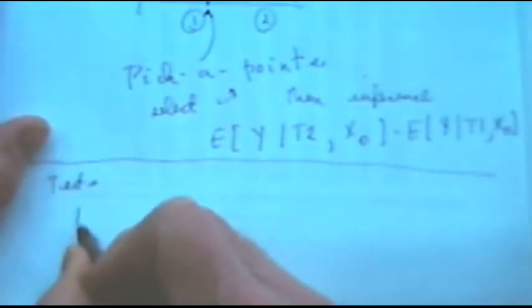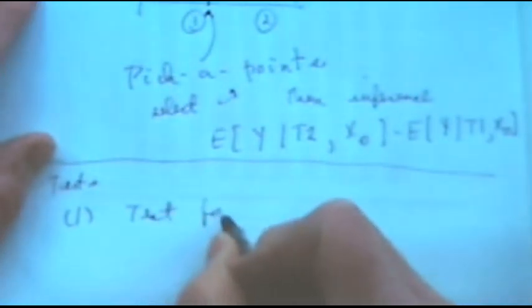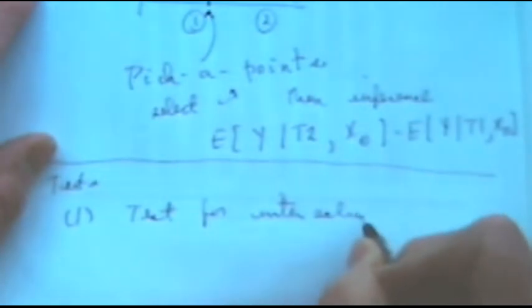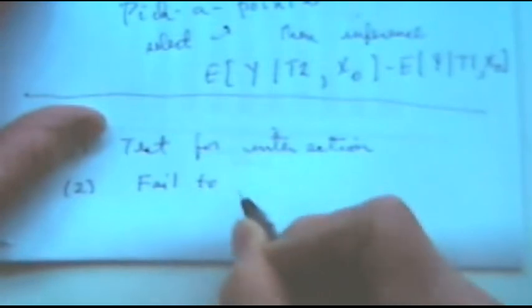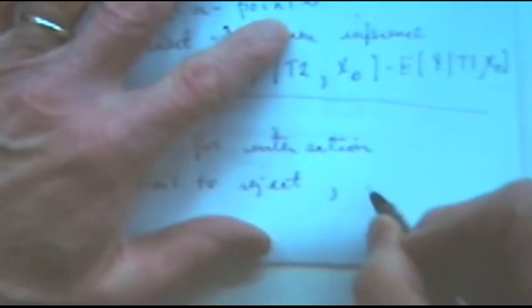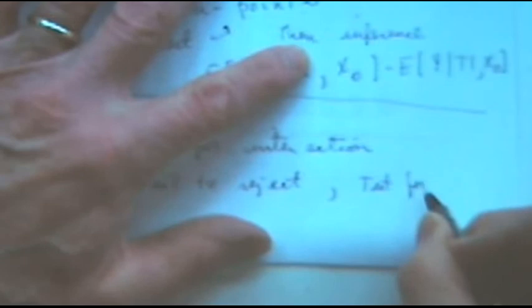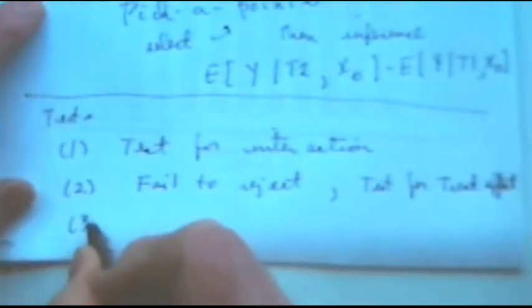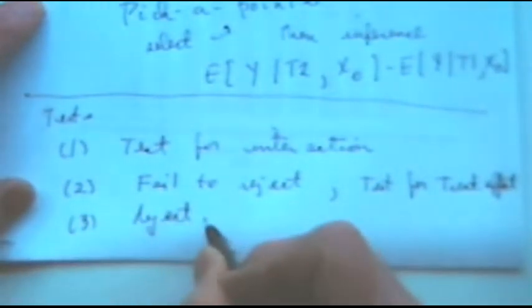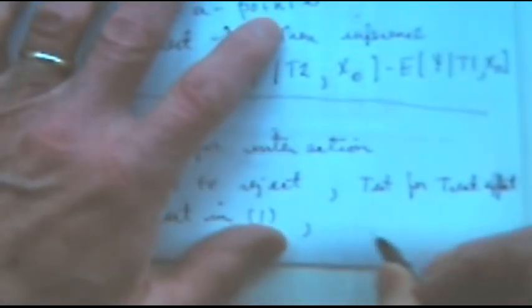So what's the strategy for testing here? You want to test for interaction first. And then, if you fail to reject, you probably want to go on and test for the treatment. If you reject, then it's not clear what you want to do. You could do these pickup points.